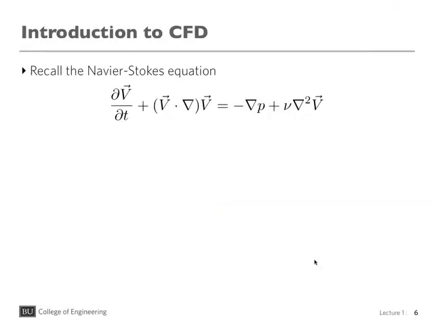So first of all, here's the Navier-Stokes equation that most of us know and have come to love. And this equation represents the conservation of momentum in a fluid. And if you look at the little video that I posted on Blackboard, it explains a more physical argument of how this equation is derived.